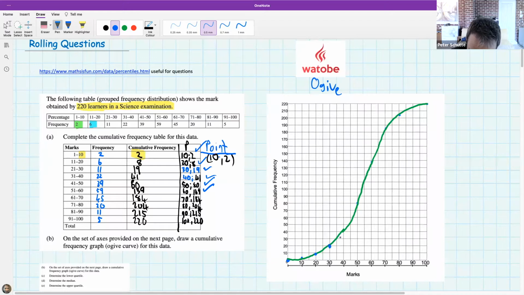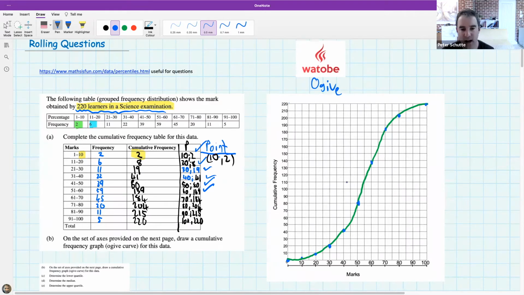Now, what this is doing is it's summarizing the story of the data. And what we notice is that at the very, very top line, we're in line with 220. And that makes sense because there are 220 students who took the science exam. And you can see the ogive gets steepest kind of between 40 and 70. Like that's where a lot of the students are sitting.